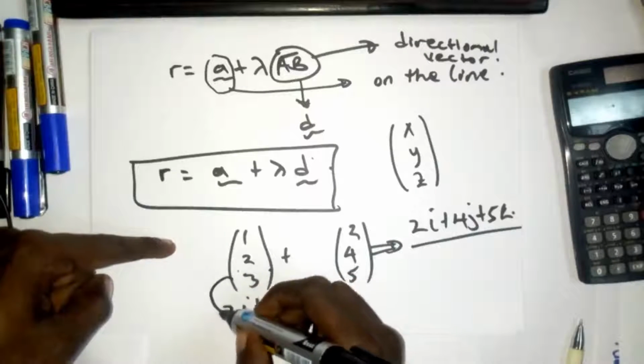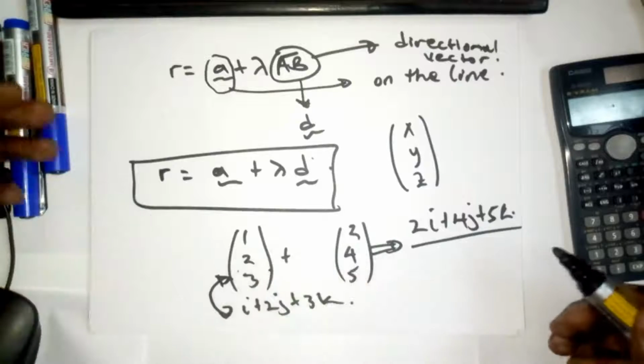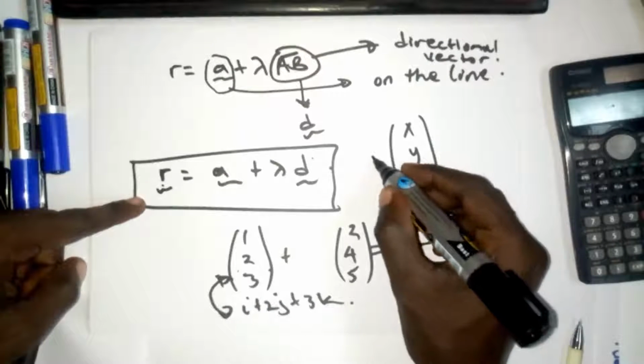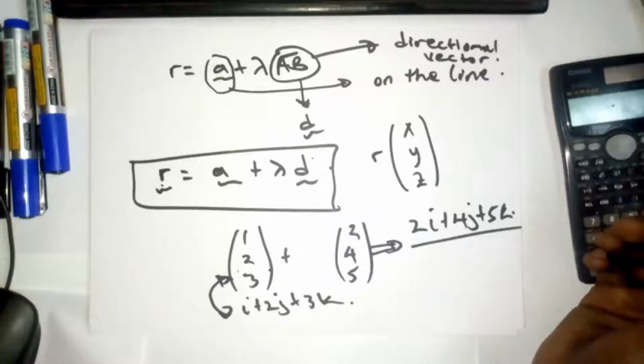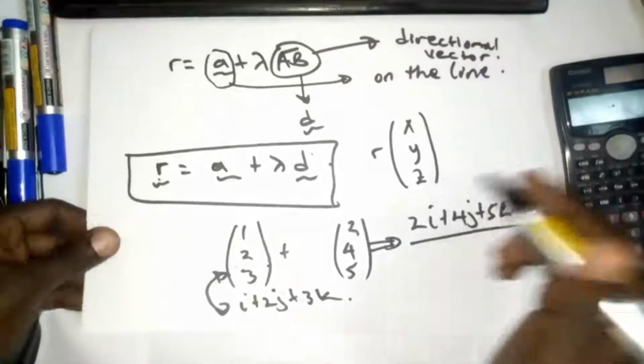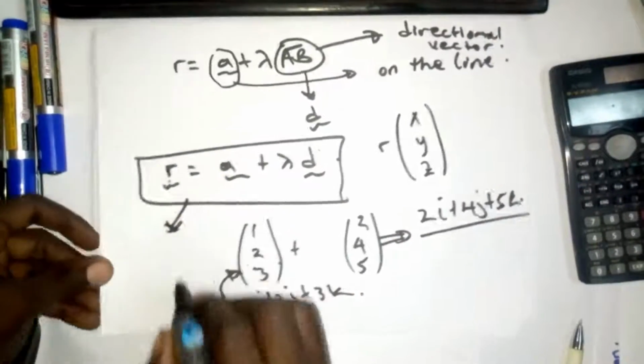So writing it like this and like this is also the same. Writing r in this form and also writing it in this form is also the same thing. Hope that is making sense to all of you. This is the vector equation of a line.